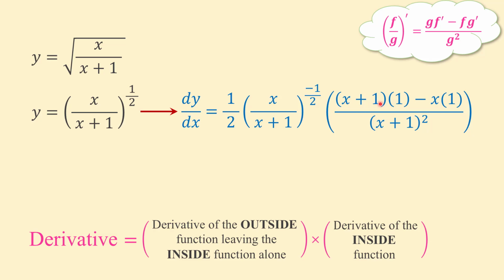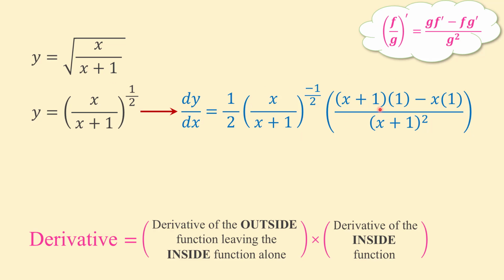Bottom function, x plus 1 is the bottom function, times derivative of top function. In top we have x. Derivative of x is just 1. So bottom times derivative of top minus top. The top function is x. Derivative of bottom function. Derivative of x plus 1 is 1. Derivative of x is 1. Derivative of 1 is 0. So derivative of the bottom function is 1. Over bottom squared. X plus 1 squared. And this is the derivative of this function.